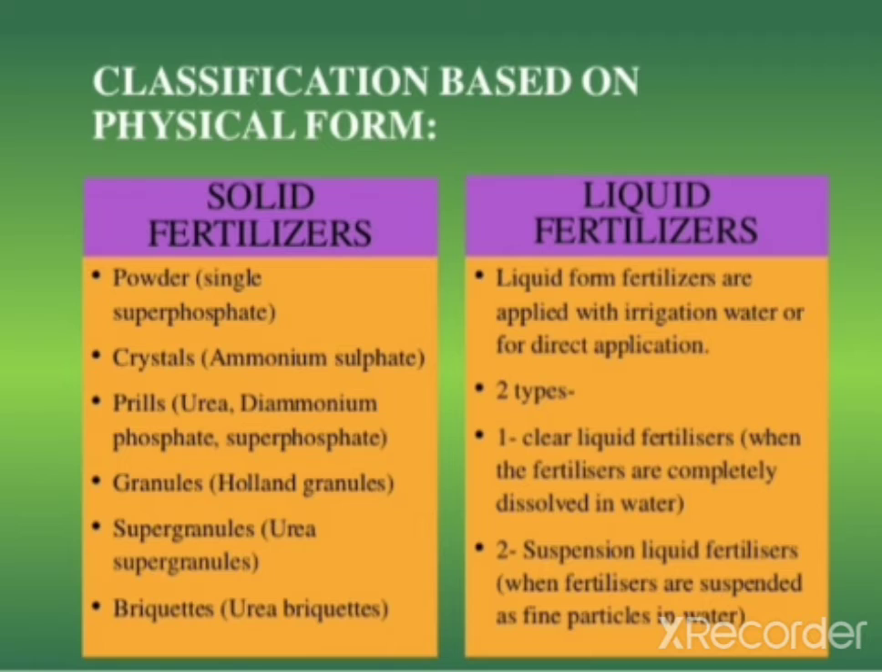Classification based on physical form: solid fertilizers and liquid fertilizers. Solid fertilizers: powdered single superphosphate, crystalline ammonium sulfate, prilled urea, diammonium phosphate, superphosphate granules, Holland granules, supergranules, urea supergranules, briquettes, urea briquettes. Liquid form fertilizers are applied with irrigation water or by direct application.